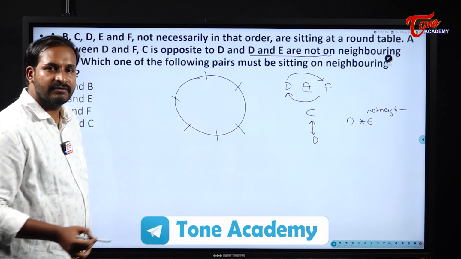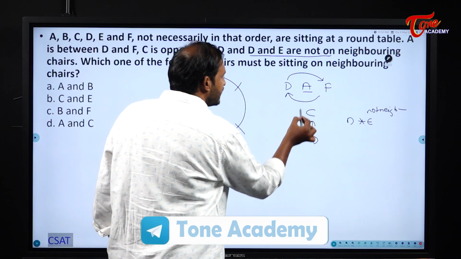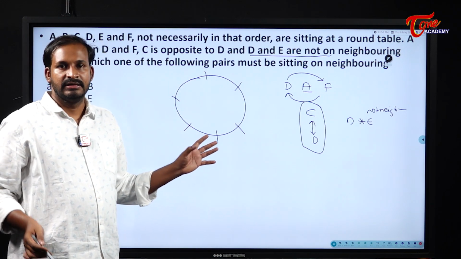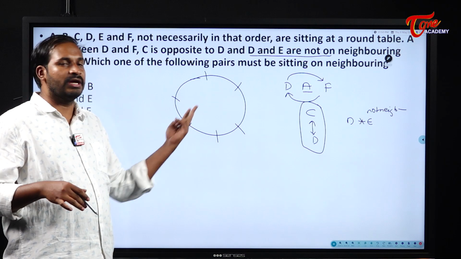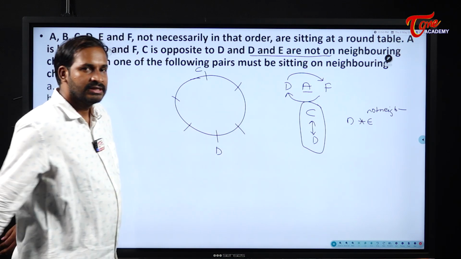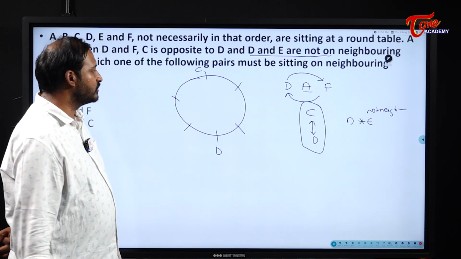Now, from where we will start, see this one. C and D are exactly opposite to each other. See, anyway 6 seats are there. They are sitting in a circular manner. Take any two opposite pairs. Let us assume that C and D are here. Why? Because those two are opposite to each other.